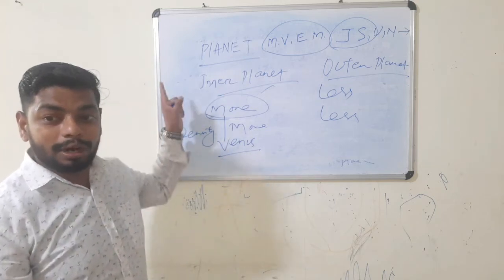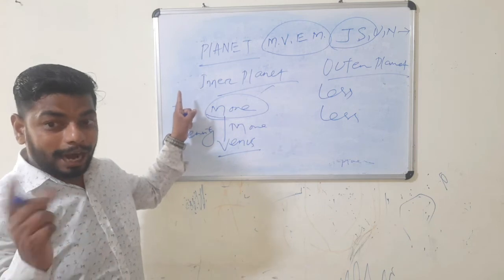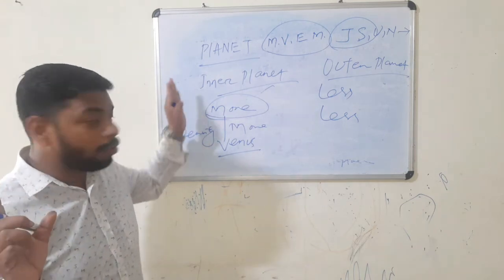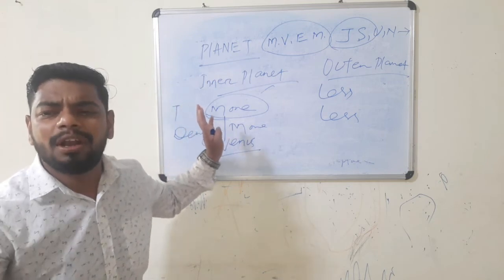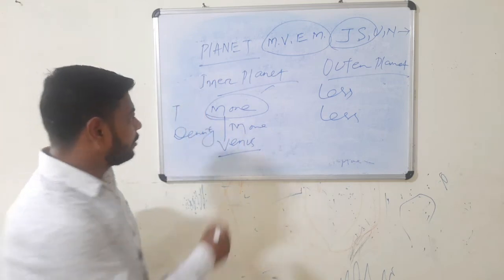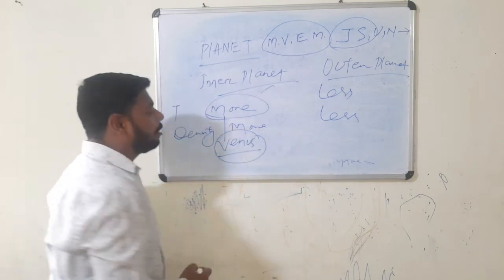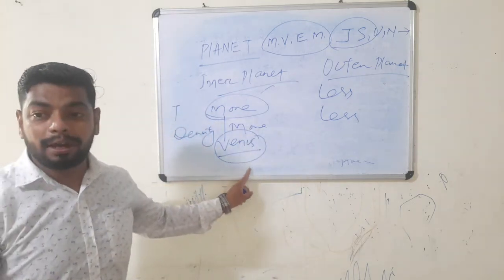Although the closest one is Mercury, the title of hottest planet doesn't go to Mercury, because Mercury has a very thin atmosphere. But because of the dense atmosphere of Venus, Venus is the hottest planet.